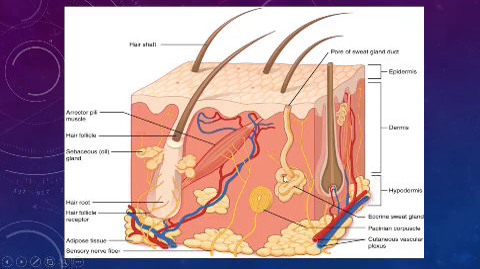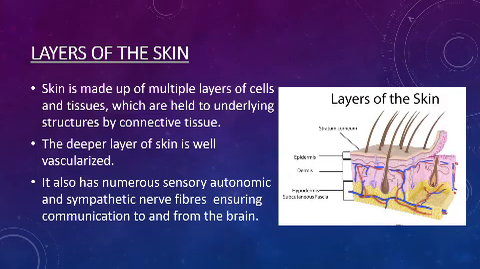These are eccrine sweat glands, cutaneous vascular plexus, adipose tissue, sensory nerve fibers, and this is the erector pili muscle, hair follicles which appear outside of the skin, hair shaft, sebaceous glands, etc. This is the complete structure of skin. Coming to the next slide, I am going to discuss the layers of skin.